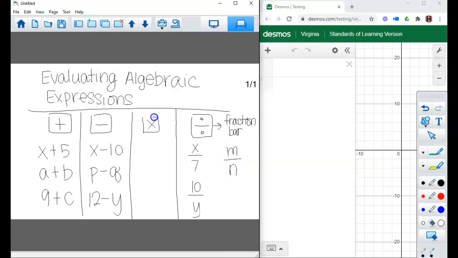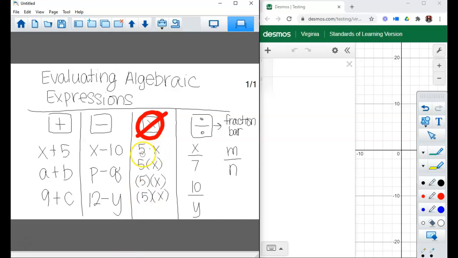Now, multiplication, remember, is the one that undergoes the biggest change, and I'm not sure I have room to put that right there. But when we're multiplying, you're not going to use this symbol anymore. So no more x for multiply. We can use a dot, so we can do 5 times x. We can use parentheses around the x, parentheses around the 5, parentheses around both.